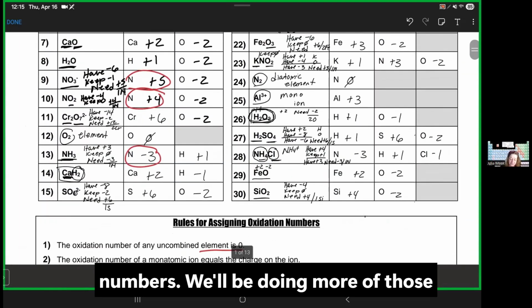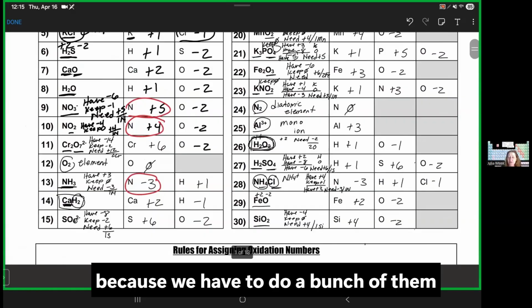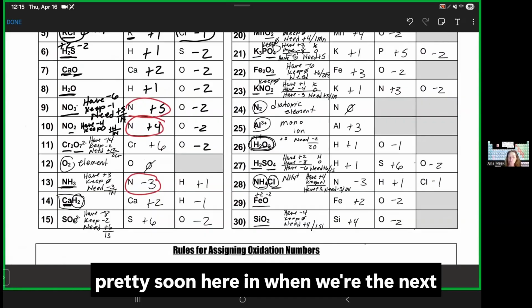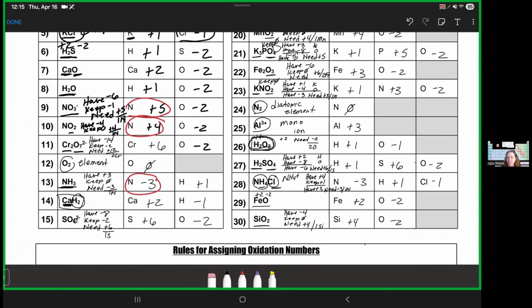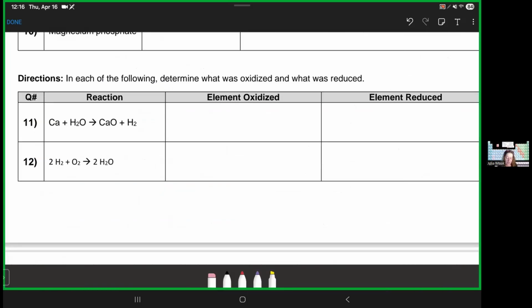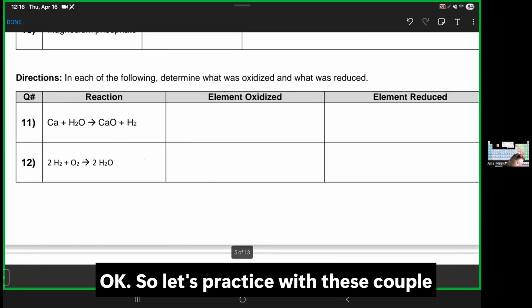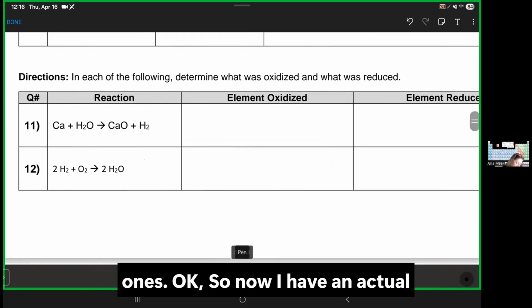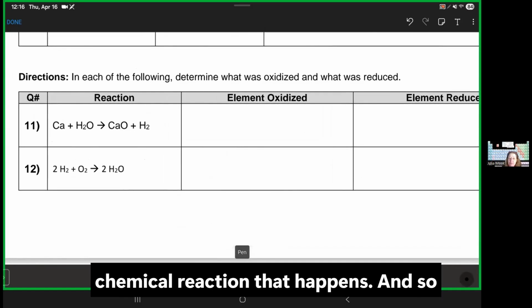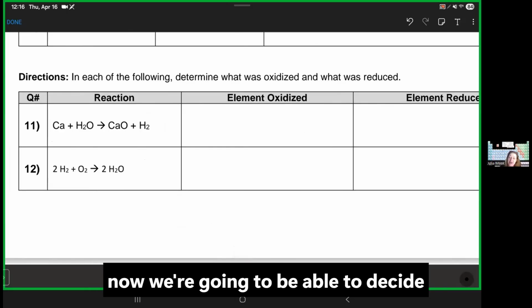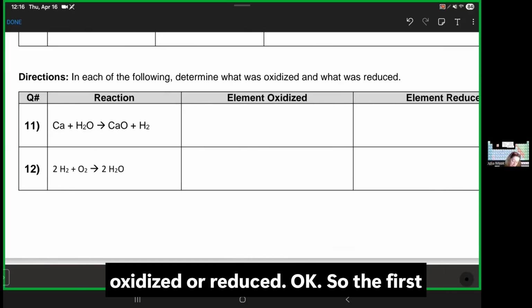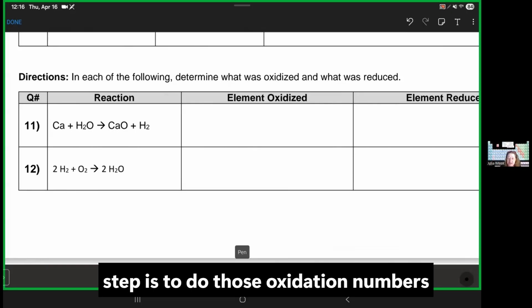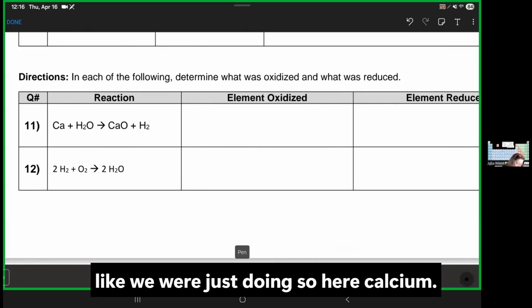We'll be doing more of those because we have to do a bunch of them pretty soon here. So let's practice with these couple ones. Now I have an actual chemical reaction that happens. So now we're going to be able to decide how they changed charge and if they were oxidized or reduced. The first step is to do those oxidation numbers like we were just doing.